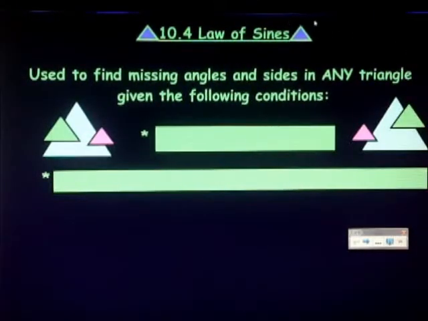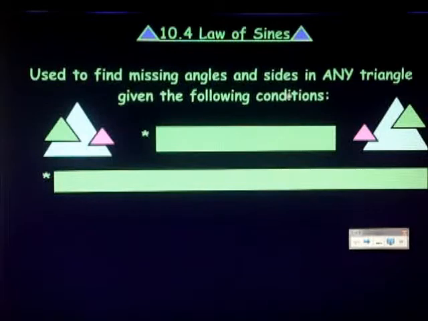Now that we've learned right triangle trig, we're going to learn how we can use trig to find any sides or any angles in a triangle. We are going to learn two types of rules or laws. One of them is the law of sines, and there's also the law of cosines. Basically they can be used to meet any criteria in a triangle that we need to solve.